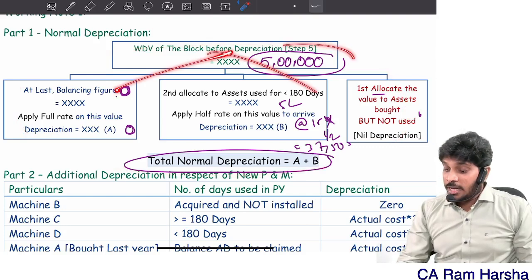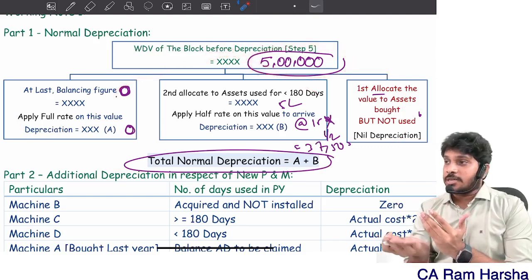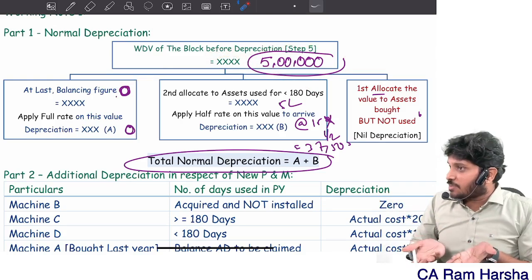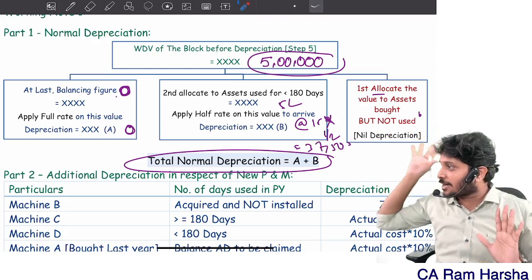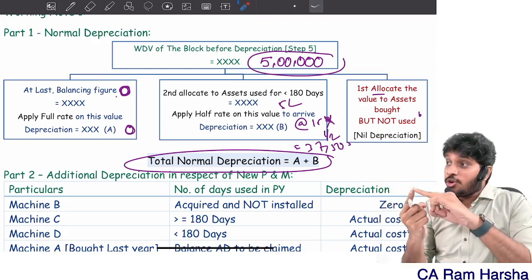Where to allocate on this value, how to calculate depreciation, because in the book also they don't give this much clearly. They will give the computation. You brainstorm like anything, you don't understand. This is how you should do it. And I told you the logic also.